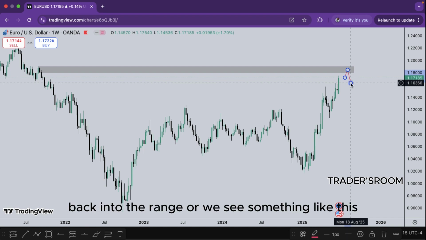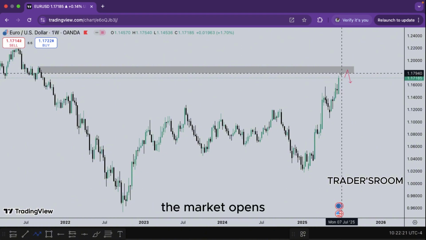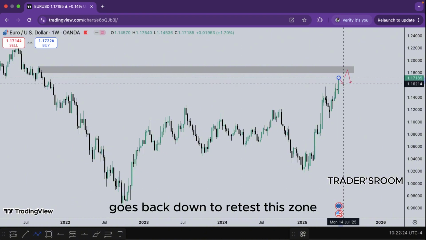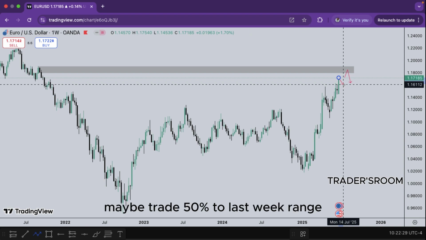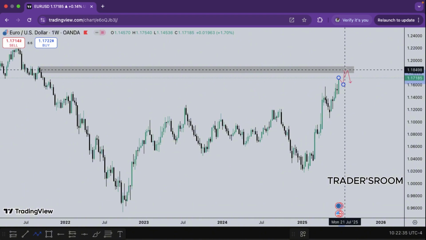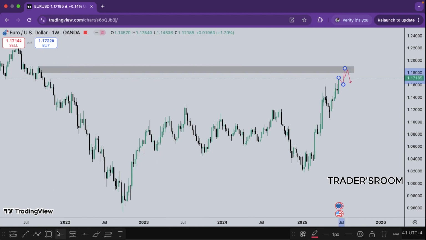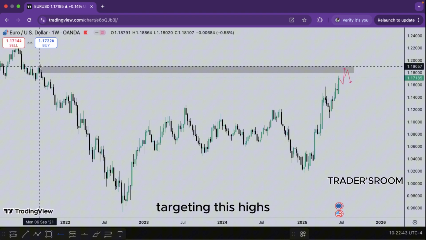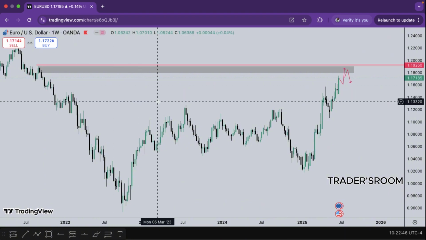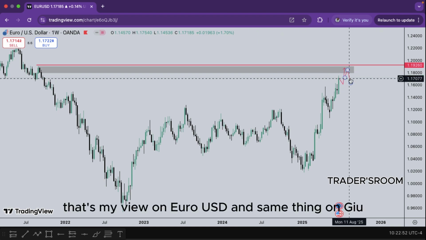back into the range. Or we see something like this: the market opens, goes back down to retest this zone, maybe trades 50% into last week's range, or even 20 or 30% into last week's range, then goes back up, targeting these highs. That's my view on EUR/USD, and same thing on GU.